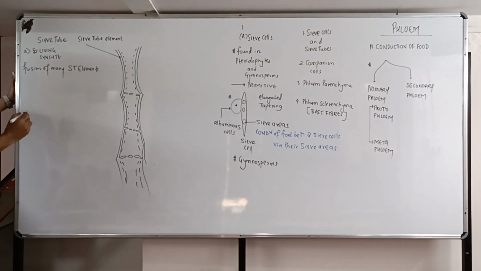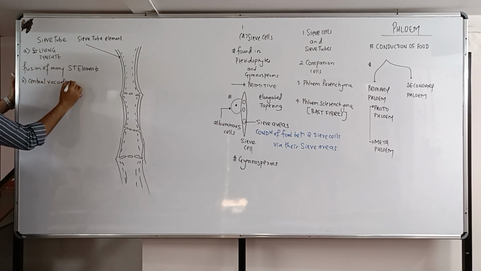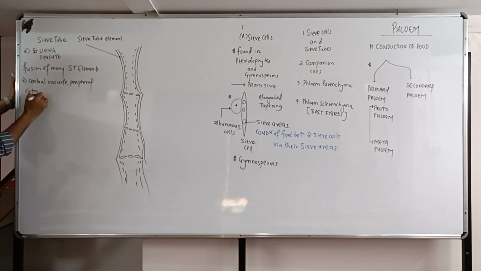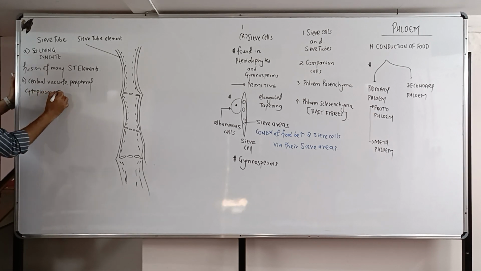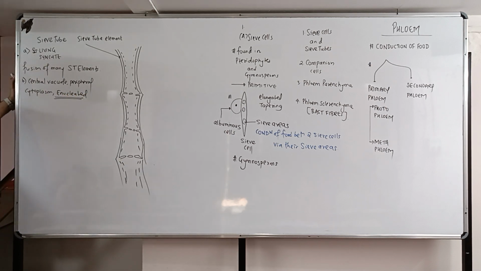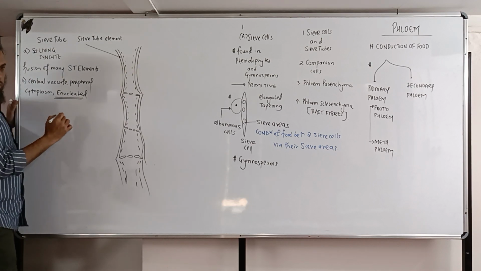What is another characteristic feature I said? It shows the presence of a central vacuole and a peripheral cytoplasm. Is it nucleated or enucleated? It is enucleated. What do you mean by enucleated? Without a nucleus. Okay? And it shows the presence of a cell wall.